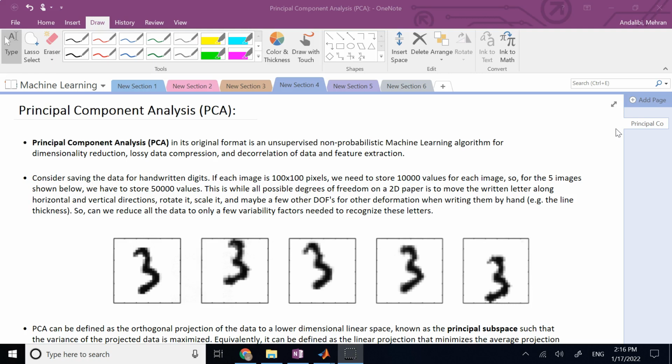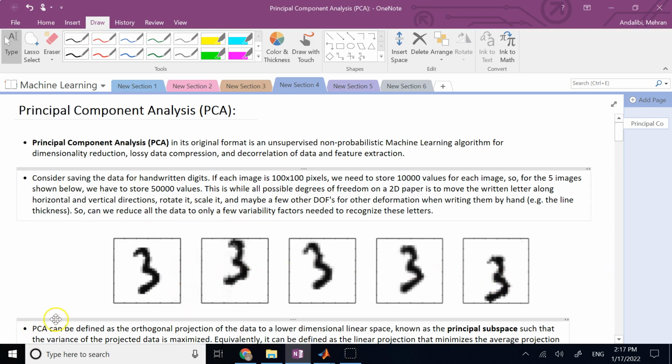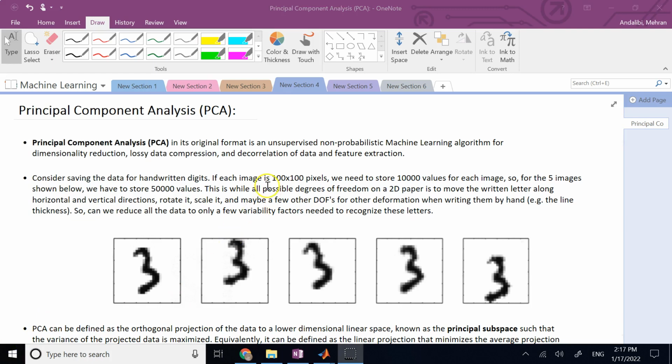Now, let's talk about some motivations and then how this method is done. So let's say you want to recognize handwritten numbers. If you consider this number 3, and these are pictures of number 3 written by several people, say 5, then let's say each one of these images is just 100 by 100 pixels. Just a very small image, not HD. So 100 by 100 means 10,000 pixel values.